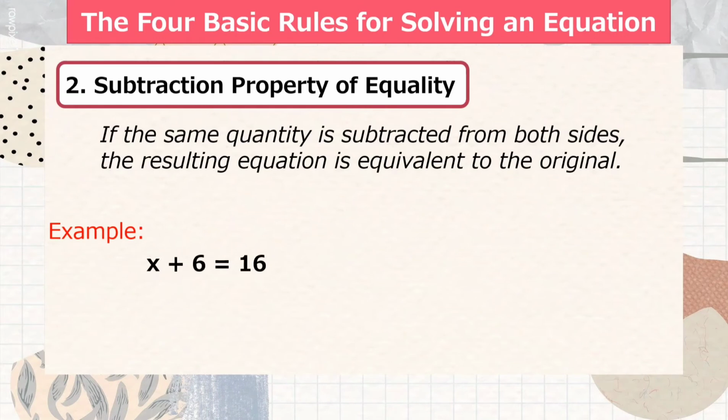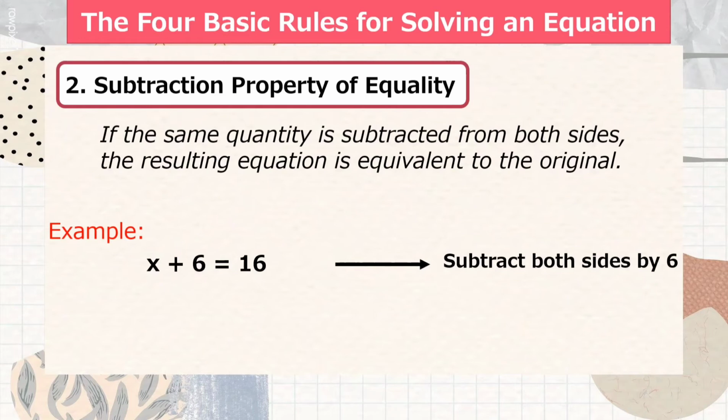x plus 6 is equal to 16. What is the first step here? We will subtract 6 from both sides. Why can't we add or multiply? Why subtract? Because the constant of x here is positive 6. So what is the opposite of positive 6? That is negative 6.